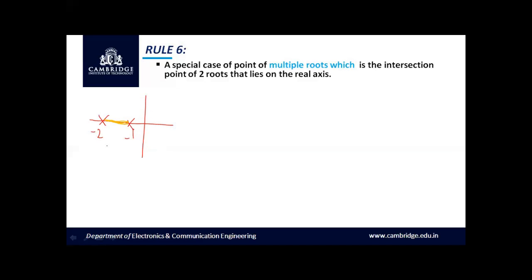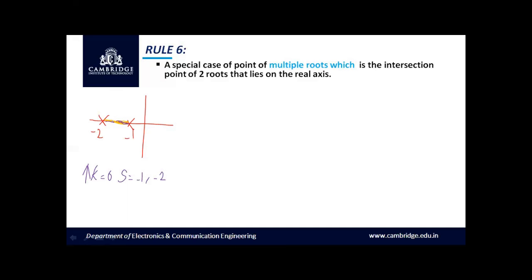Now, when k is equal to 0, the location of the poles will be exactly at -1 and -2. As k increases, the poles will be moving in the direction of the root locus. So -1 will be moving in this direction of the root locus. The branch which is emerging from -1 will be moving in this direction. And the branch which is emerging from -2 will be moving in this direction.